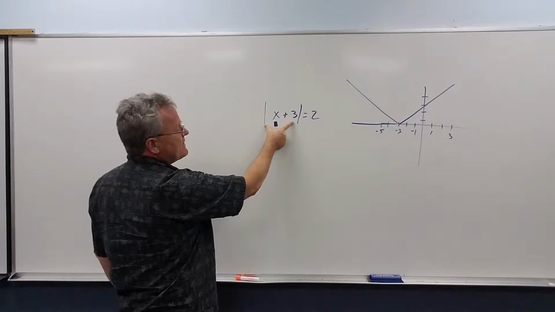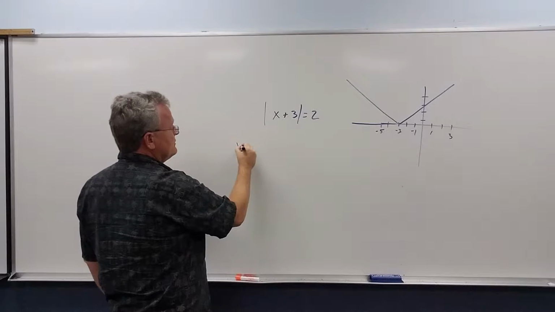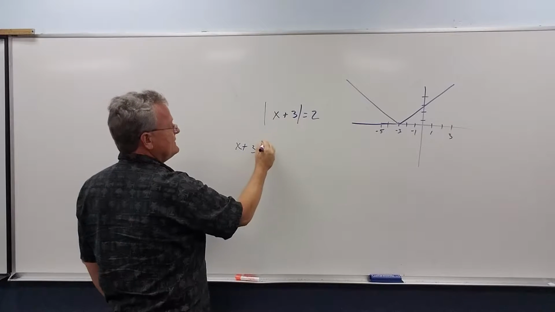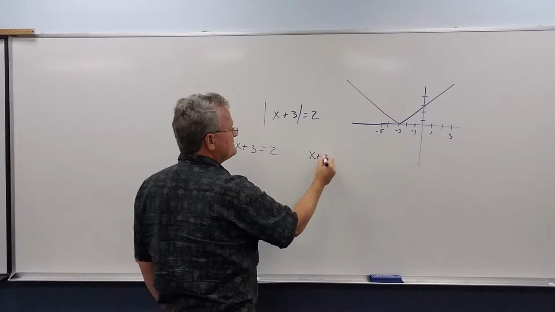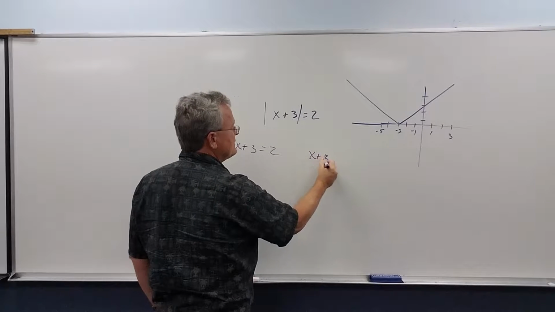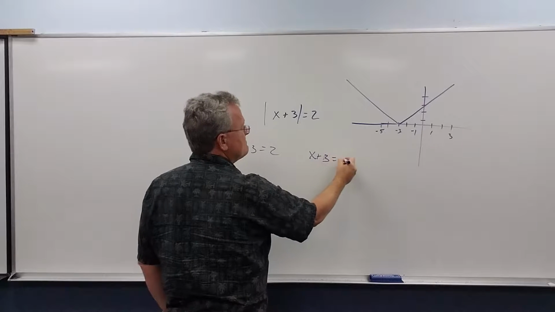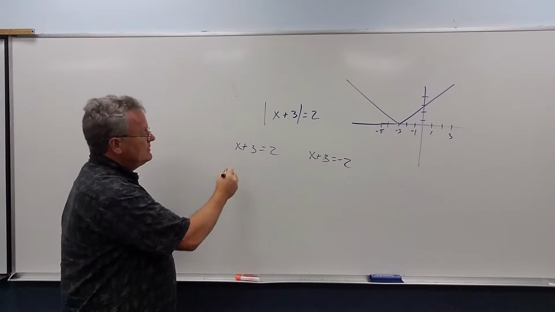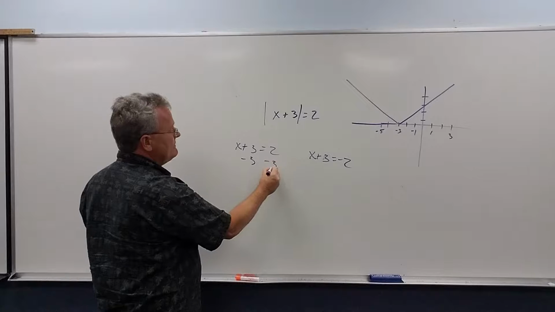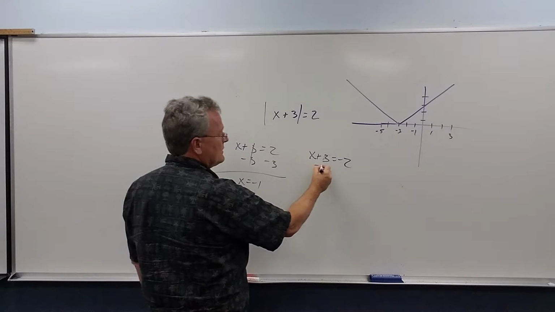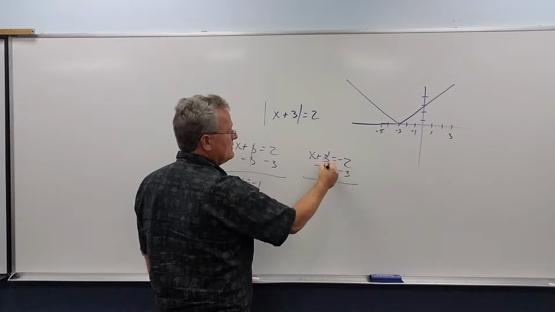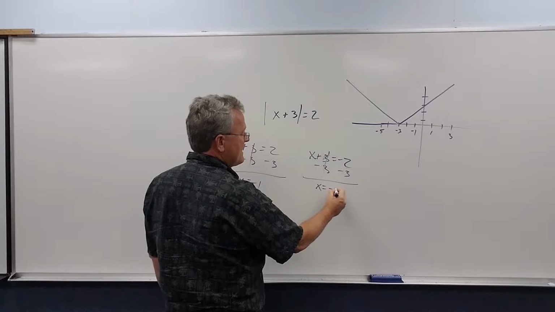When an absolute value equals a number, take what is inside the absolute value, set it equal to the number, and take what's inside the absolute value and set it equal to minus the number. When I subtract 3, we get x equals -1. When I subtract 3 here, we get x equals -5.